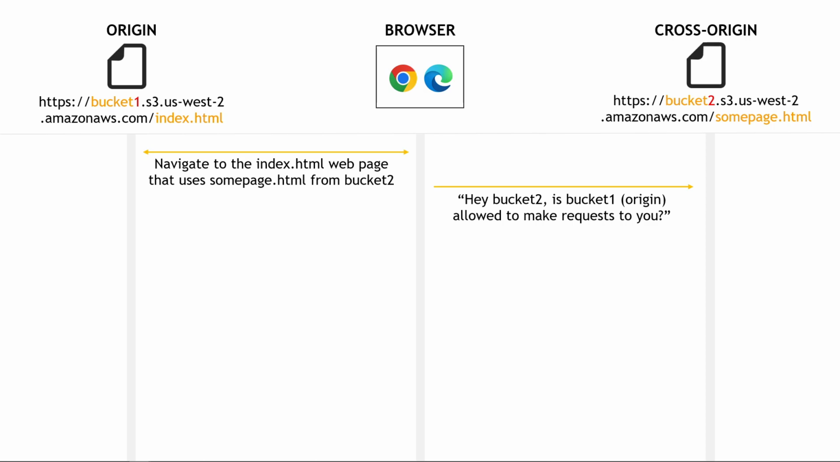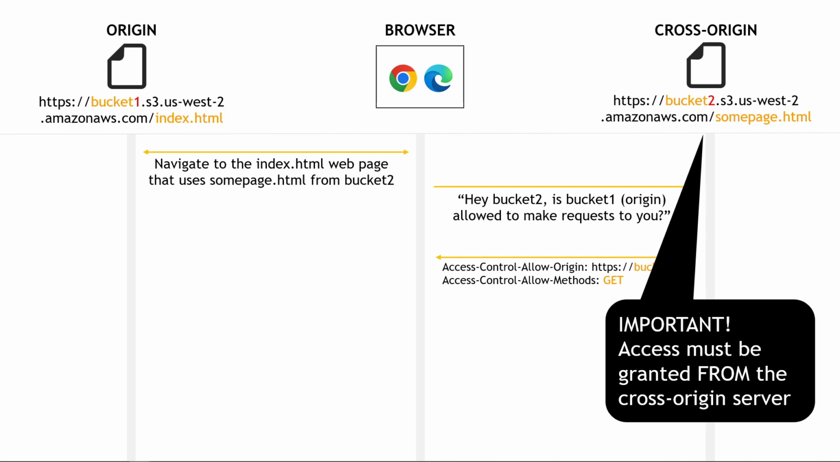So the browser makes a request to Bucket 2 and says, hey, Bucket 2, Bucket 1, the origin, is trying to make a request. Do you allow that? Bucket 2 will send back some things in the header. One will be access control allow origin, and this says I'm allowing requests from the origin listed here, which is Bucket 1, and then the type of methods that are allowed, whether it's get, put, post, delete, whatever that method is. In this case, we're just saying get because we're retrieving an HTML page, which brings us to this important point that access must be granted from the cross-origin server.